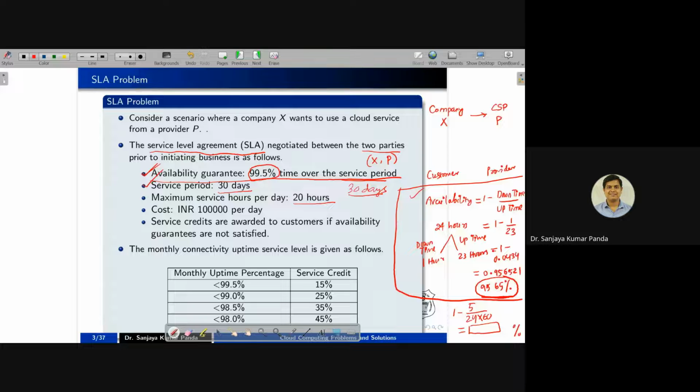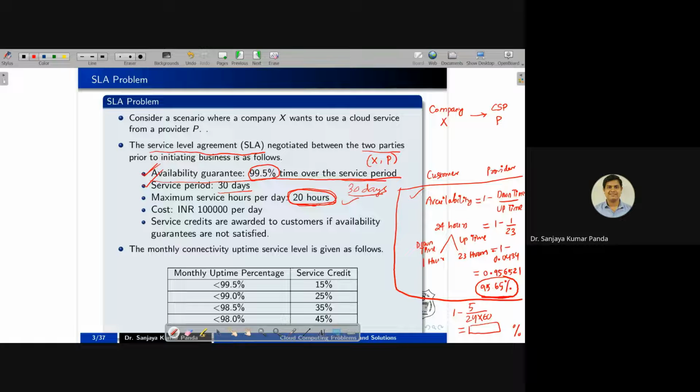4 hours, we don't need to provide any service. We don't want to provide any service. So customer agrees that out of 24 hours, maximum service will be provided 20 hours. The rest 4 hours should not be considered as downtime. Okay, service hour is only 20 hours.